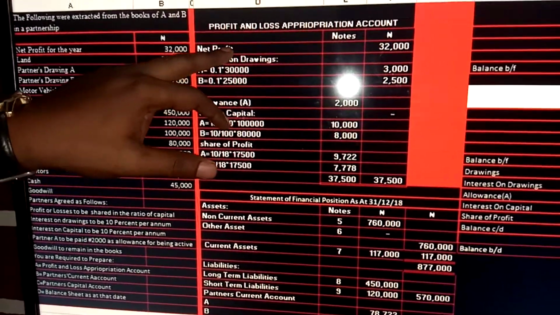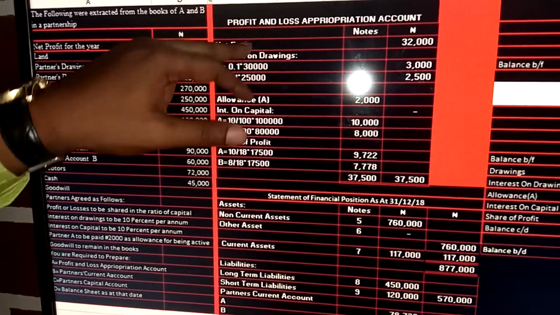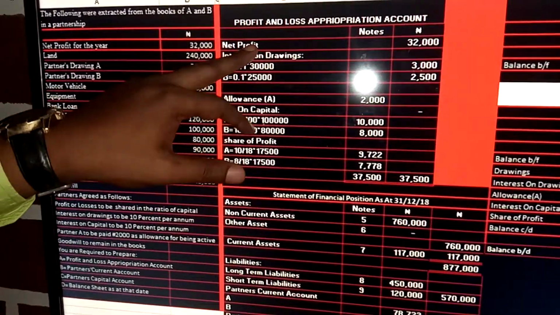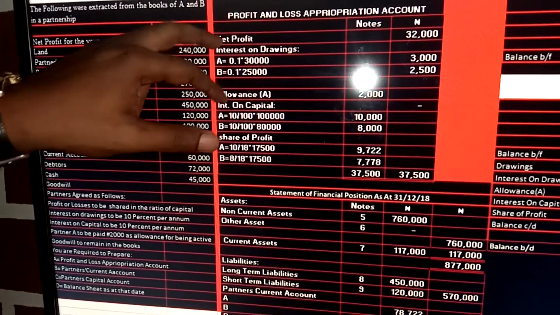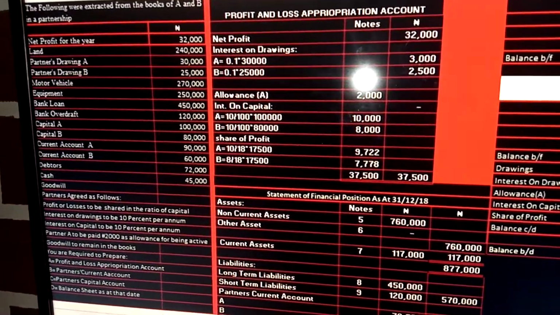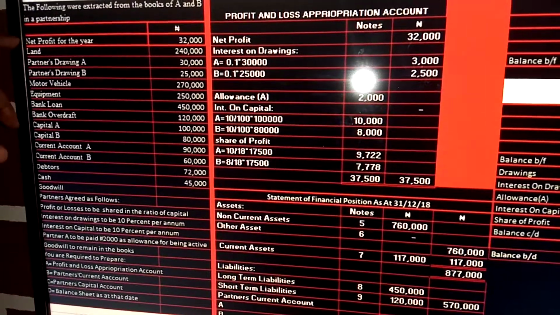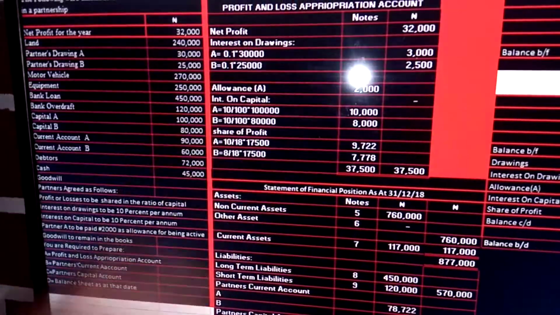But in this question, they already gave it to us, so there's no need for us to prepare the trading profit and loss account. But where the question says prepare trading profit and loss account, go ahead and prepare. Whatever profit you derive is what you bring toward the appropriation account here. But in this case, the profit is already in the question, so we pick it. You can see net profit for the year, 32,000.